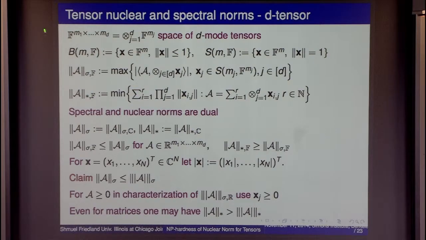I'm going to repeat some definitions. This is my notation for the product of the mode tensors. This is the ball, and this is the unit ball. I discussed that, and so now I just rewrite what the spectral norm is and what the nuclear norm is, and I showed that they are duals. Just to drop this C: if I don't draw any field, this would be over complex numbers. Obviously, since the complex numbers are bigger, if you take this real, you're going to increase the norms.